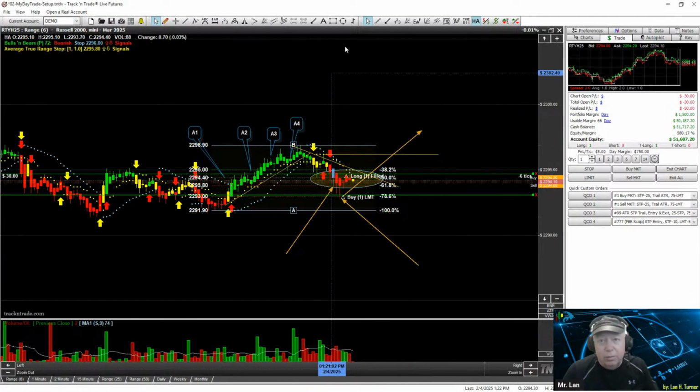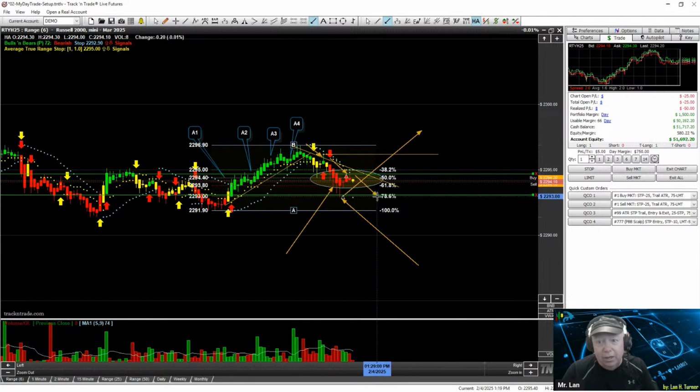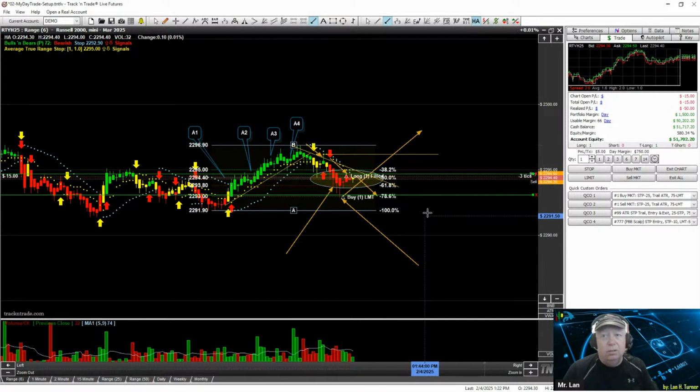Let's see if it'll come down. This might be a 3-drive pattern to the downtrend. Drive 1, drive 2. We might get a third drive down in here. We'll pick up a second contract right here. Come on, buddy. What are you going to do? Make a decision. Make a decision.